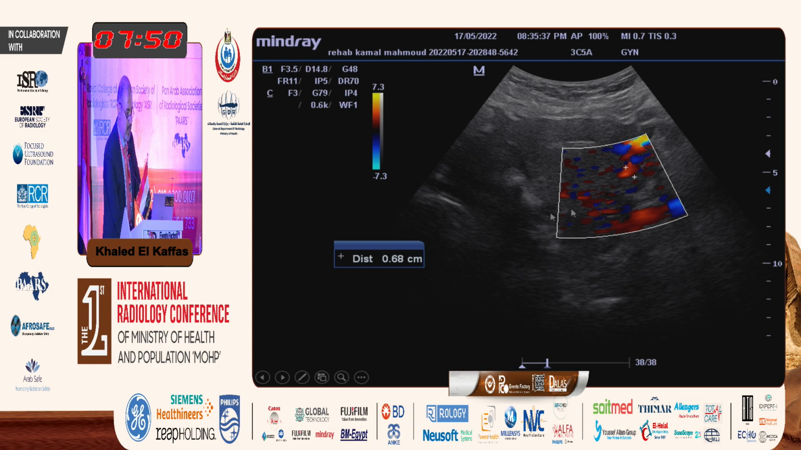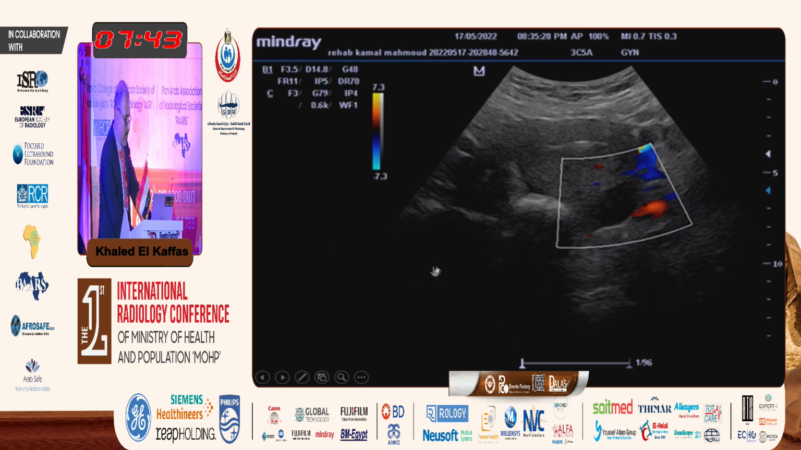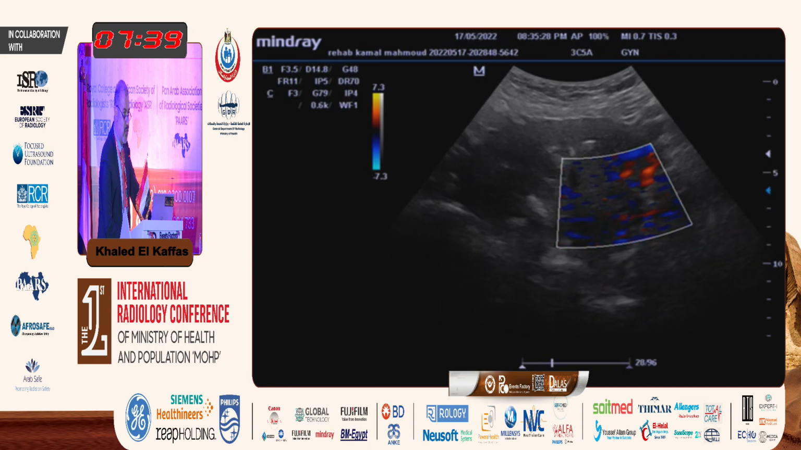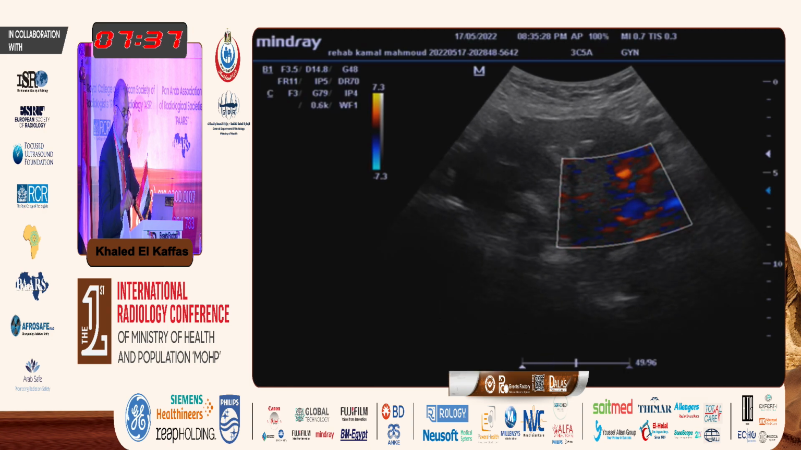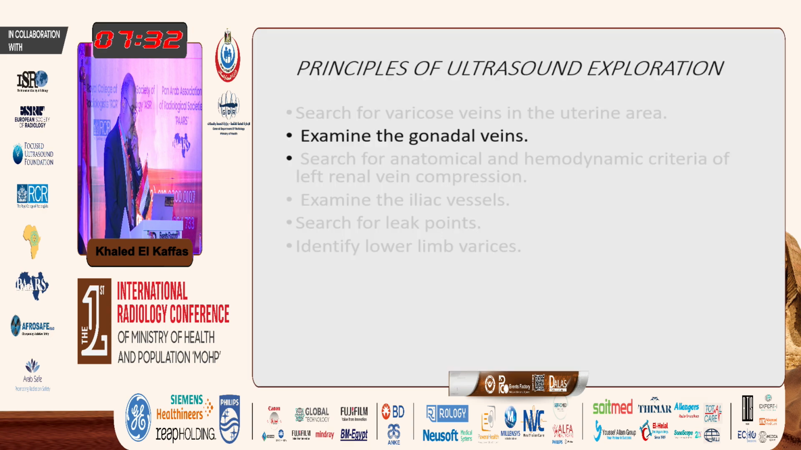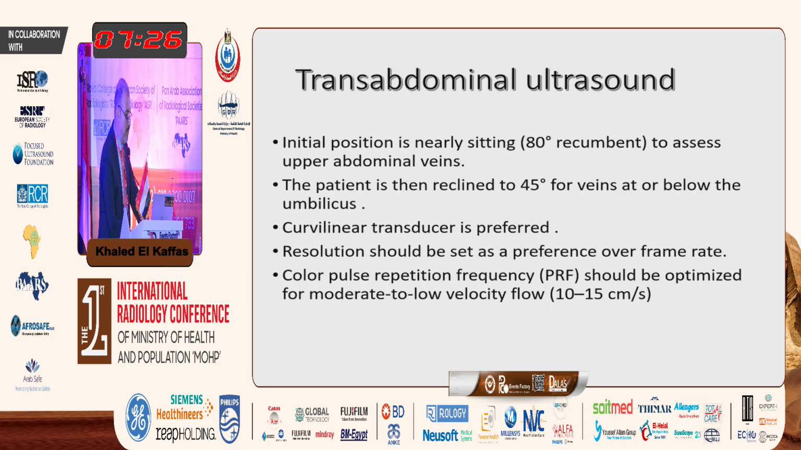One of my cases, you can see here, there is dilatation of the parauterine vessels more than 6 millimeters. And in the real-time video, you can see here reflux during the inspiration. During expiration, you can see flow within the veins, which is indicative of reflux. When we find this, we proceed to examination of the gonadal veins, also trans-abdominally.